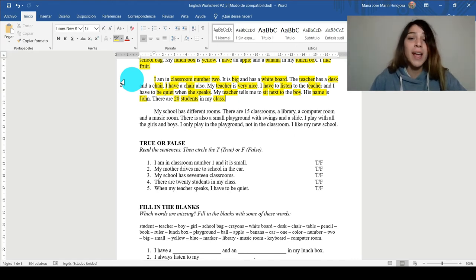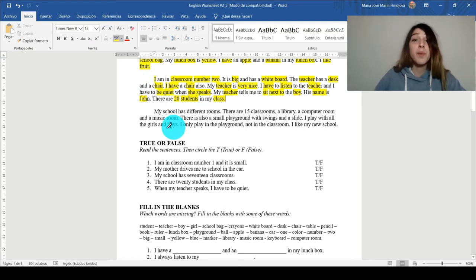La profesora es agradable. Rosa tiene que escuchar a la profesora y permanecer tranquila cuando ella habla. La profesora le dice que se siente al lado del niño cuyo nombre es John. Y en esa clase hay 20 estudiantes. Let's read the last paragraph.